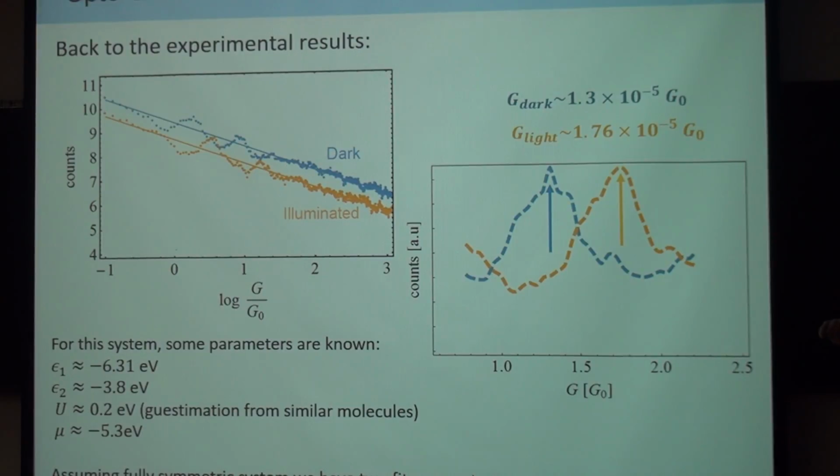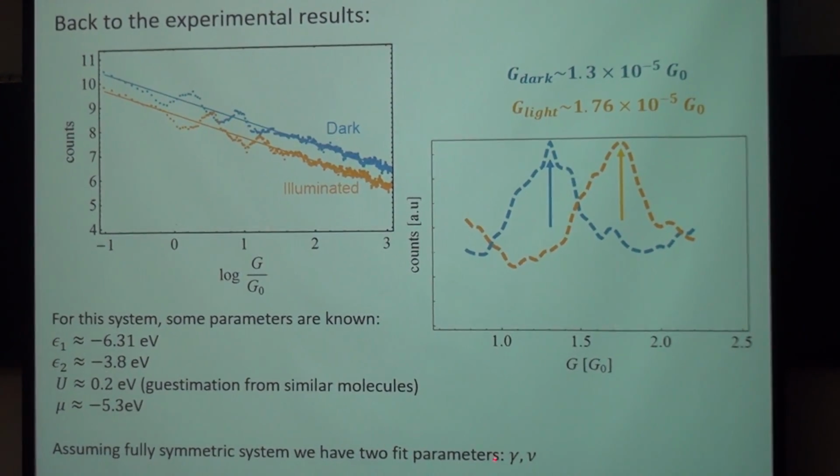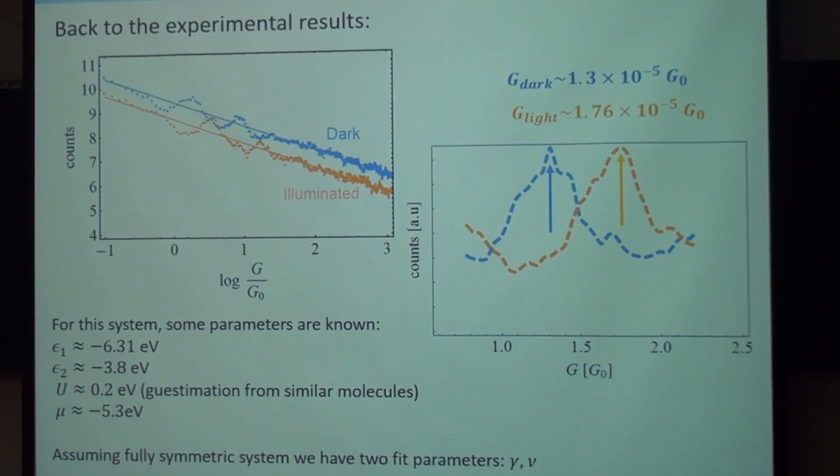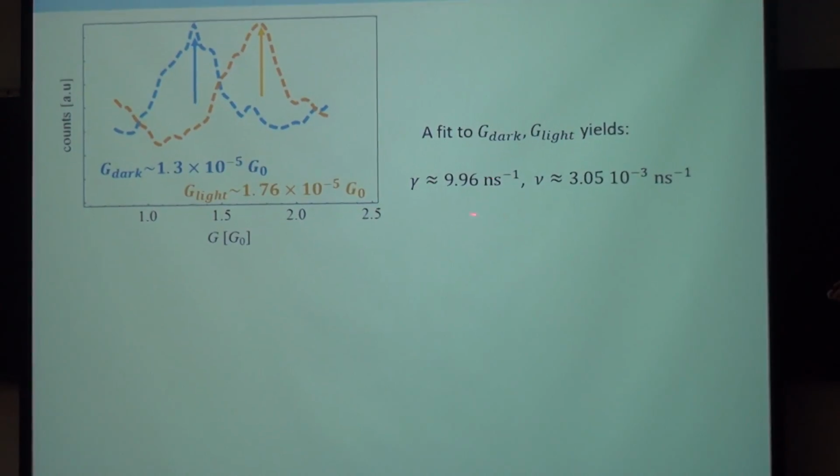To get some parameters from the experiment, we take the data, we subtract some exponential background because there's always direct tunneling, and we get these distributions. This is in the dark, and this is under illumination. From the values of these, you have two conductances and two parameters, so you can get these two numbers.